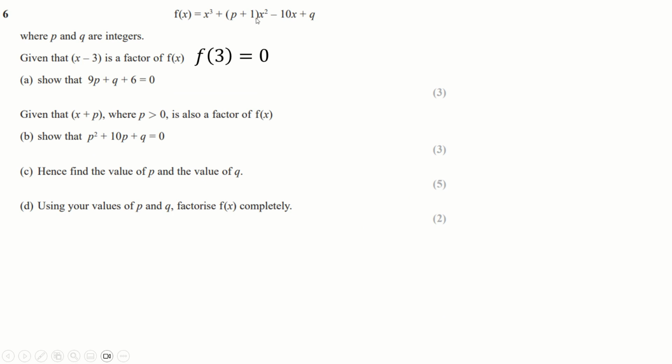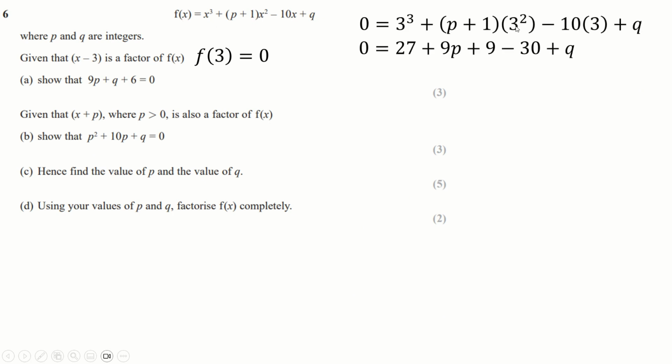Question 6 then, given x minus 3 is a factor, that means f of 3 is 0. So let's put in 3 into these x's and set it equal to 0, and we get this. Do some simplifying, and you get this. Do some more simplifying, you get that, which is good. That's 3 marks. Given x plus p is a factor, that means f of minus p, because remember you swap that sign there, f of minus p is 0.